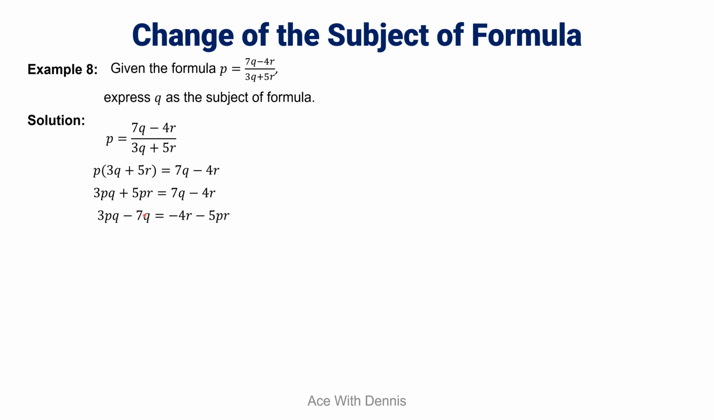So now, as you can see, the Q is at the left hand side for both terms here. What I will do is, I will just take it out. Factorize Q, bracket 3P minus 7. For the right hand side, the common factor is R. I can factorize the R of course with the negative sign here, negative R bracket 4 plus 5P. Then I'll move this bracket to the right hand side, becomes division. So the Q will be equals negative R bracket 4 plus 5P over 3P minus 7. So this will be the answer.